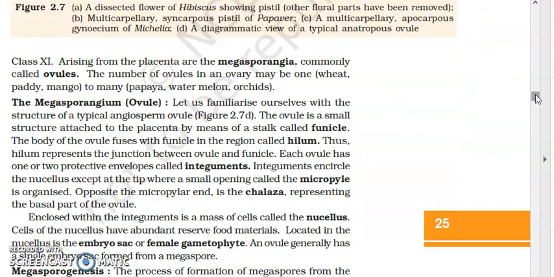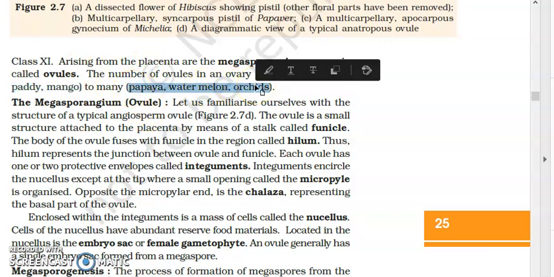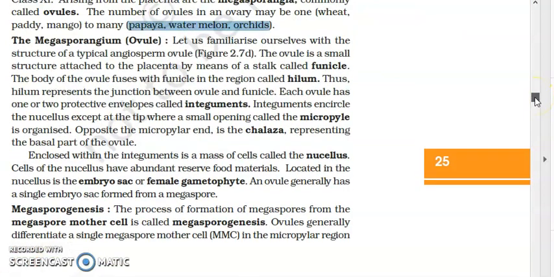And the megasporangium number or the ovule number can be very variable, right? So this is very important that it may be one, like in the wheat grain or the caryopsis, paddy, mango, it is just one. Recall, all of us have eaten mangoes, right? So you slice a mango and there is only one seed inside. So that is the remnant of one ovule developing. Whereas in fruits where you find multiple seeds like papaya, watermelon, orchids, well, of course, this means multiple ovules again. So apples as well. So now we discuss the different parts of the megasporangium.